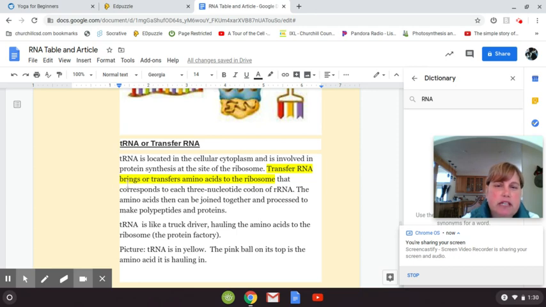Transfer RNA brings or transfers amino acids to the ribosome, and that corresponds to each 3 nucleotide or codon for mRNA. We'll talk about in a video what that codon is. It's in the Amoeba Sisters video. So really, tRNA's job is to transfer or bring in amino acids and connect them up. Amino acids make up proteins. So every little picture of a ball in that previous one of tRNA, those little balls are amino acids.